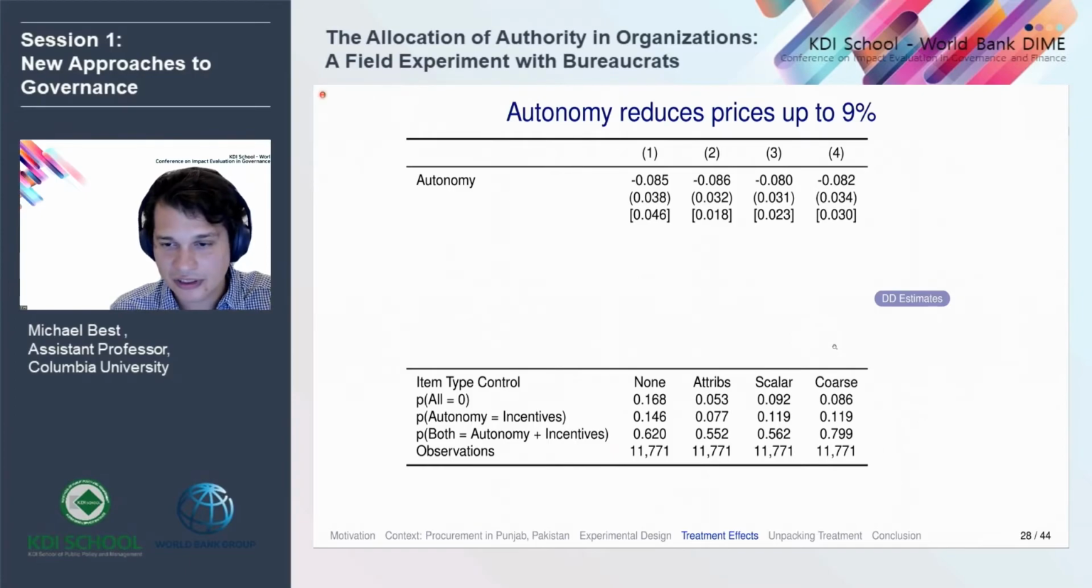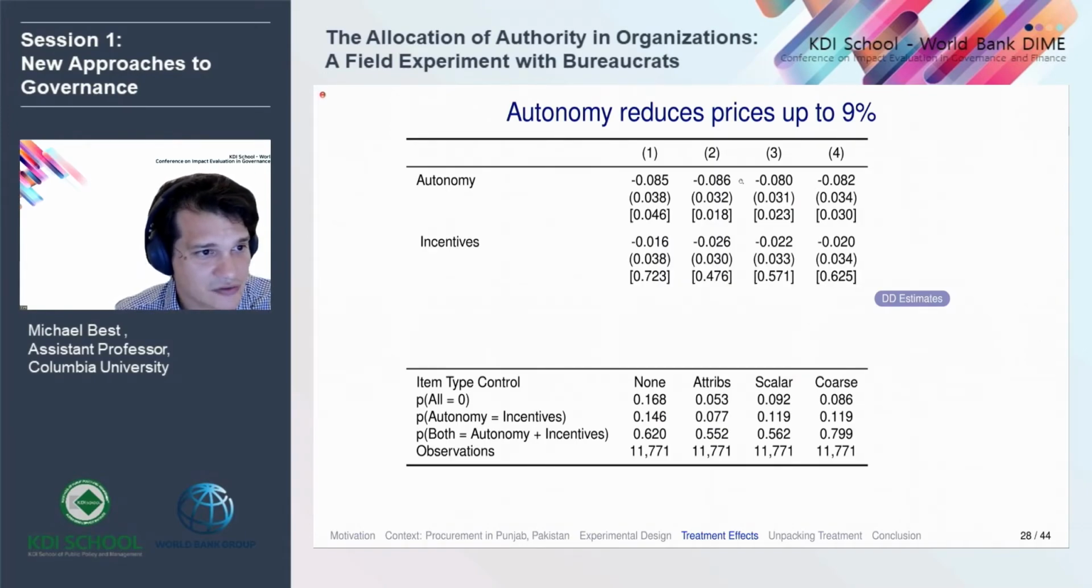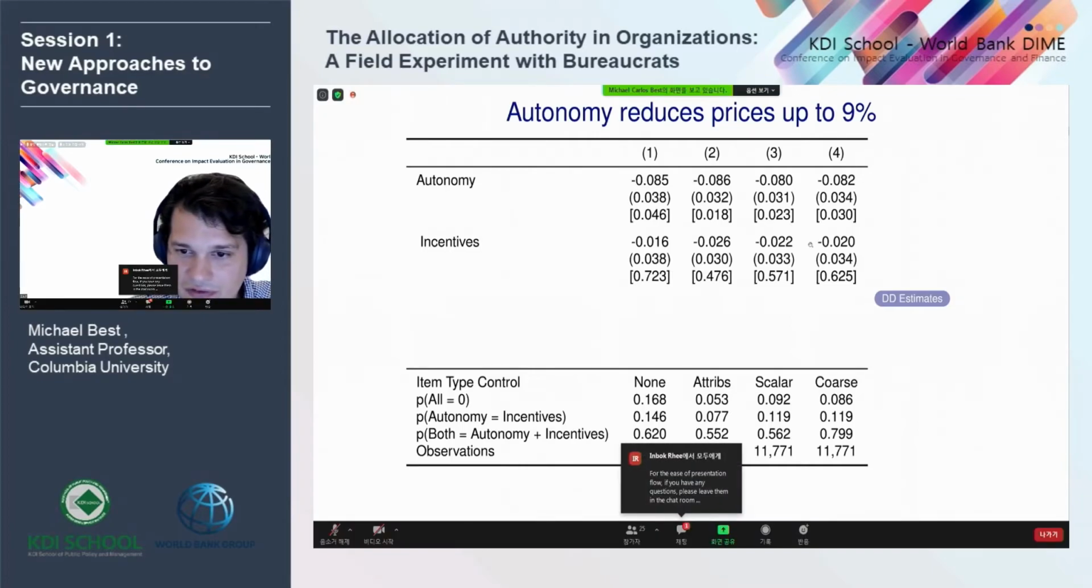But we do see that there are strong effects on the price that people pay. So here, for example, are regressions of the effect of the autonomy treatment on the unit price that people are paying. And we see that prices go down by about 8 or 9%, which is quite a lot. Meanwhile, in the incentives treatment, the point estimates are negative. So it does seem like prices might be a little bit lower, but they're not statistically significant.